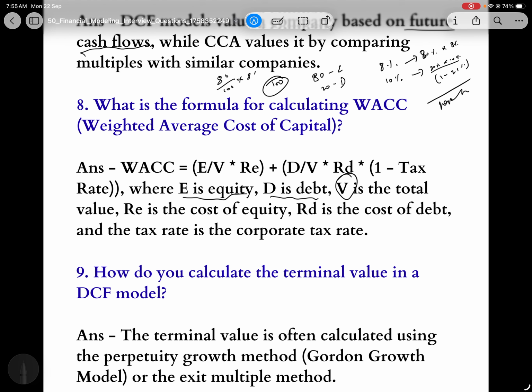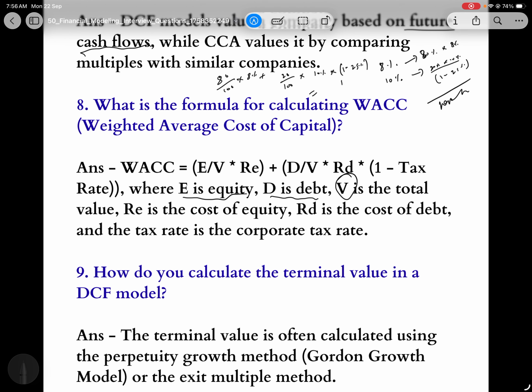So 8%, let's suppose, plus, right, plus what's the debt? Debt value is 20 by 100, so that will be 20%, right? Of course. And what's the percentage on this? 10%. And then times 1 minus what's the tax rate? So let's suppose it's 25%. So if you calculate this, you will get your WACC.